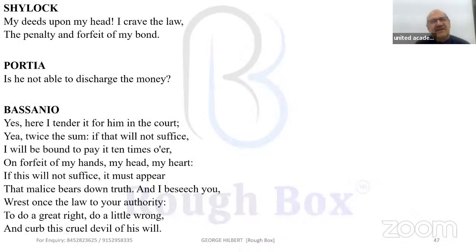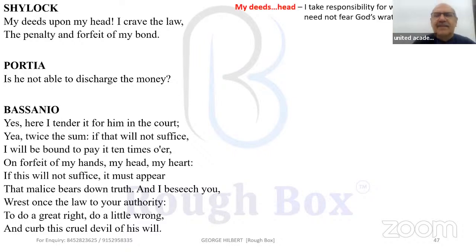And Shylock says, my deeds upon my head. I stand responsible for what I want. Okay? God need not punish you all. I take responsibility for what I demand. If he dies, then he will die at my hand. God will punish me, not you all. So you need not fear God's wrath. You need not fear God punishing you.